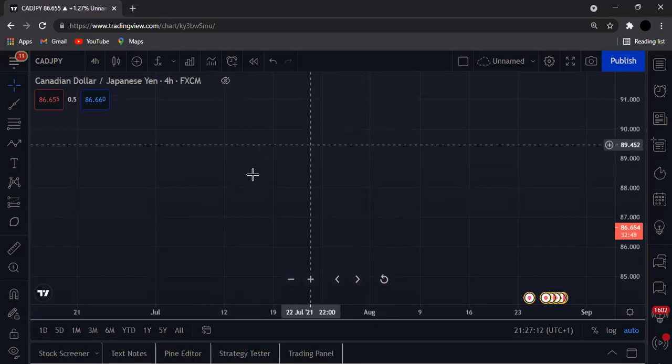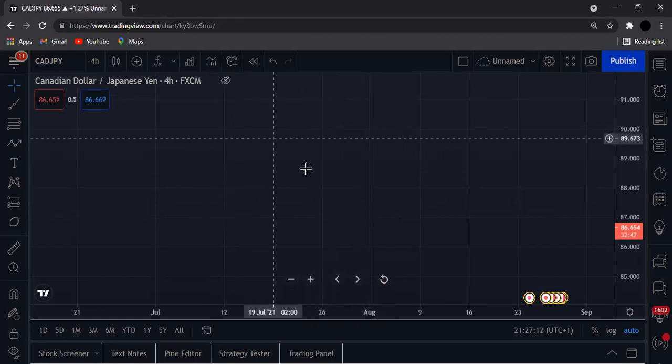Okay. This platform is TradingView. It is just for analysis. You can't pick trades directly from this platform. You just do your analysis here, then go back to your MT5 or MT4 and pick your trade. So this platform is just for analysis. It has a lot of tools compared to MT4, MT5.